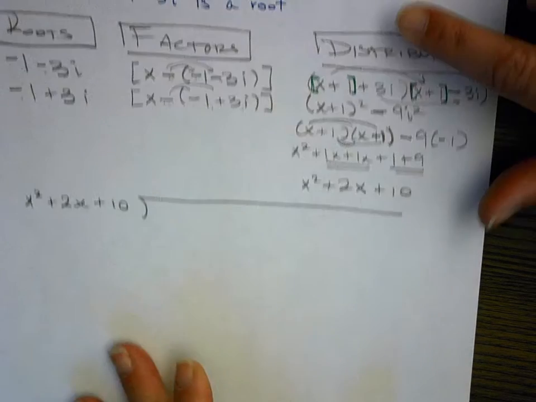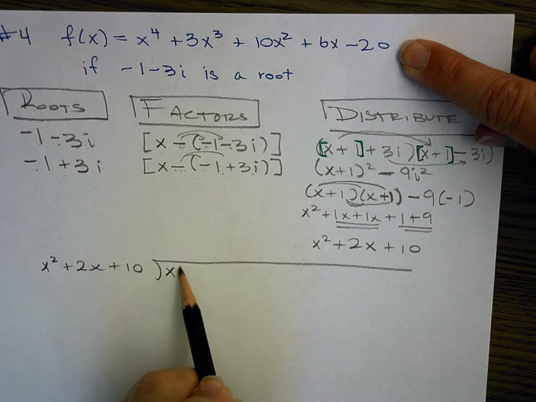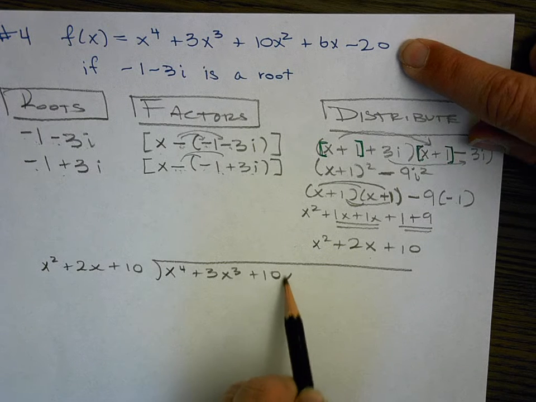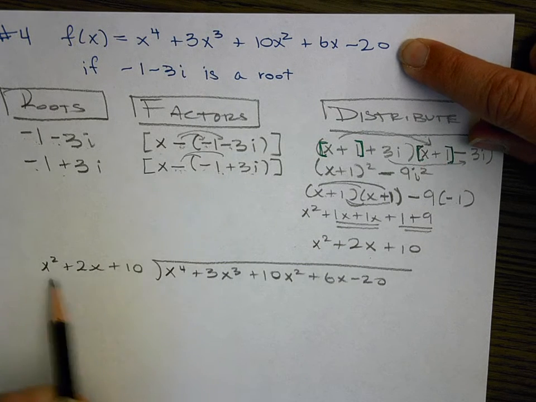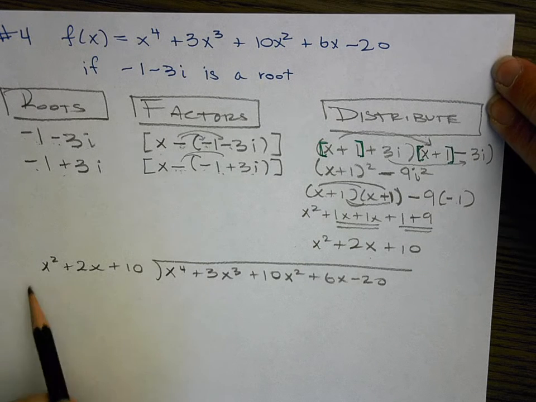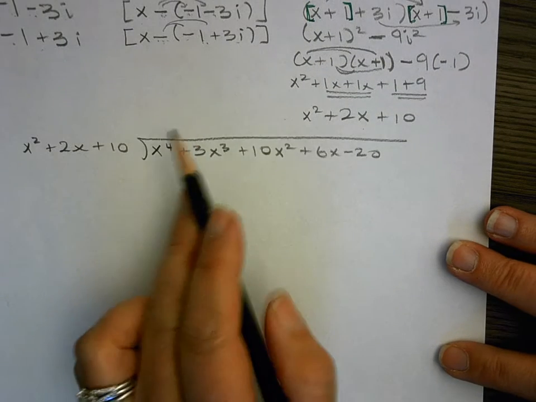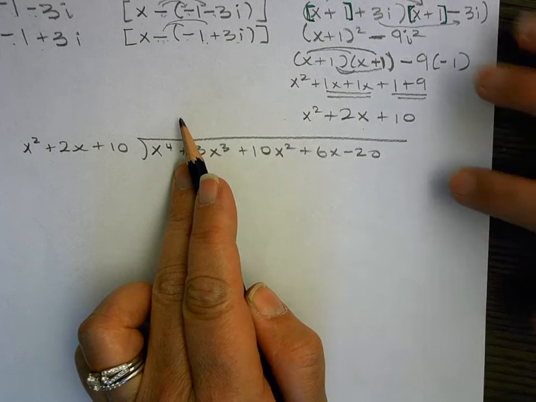And then I'm going to divide that into my original problem here. And again, as long as I'm doing everything correct, I should get a remainder of 0 because I'm saying this is a factor, right? It's actually two factors together. So if it's a factor, I should get a remainder of 0. And then my goal is to create another factor up here to be able to have it completely factored.